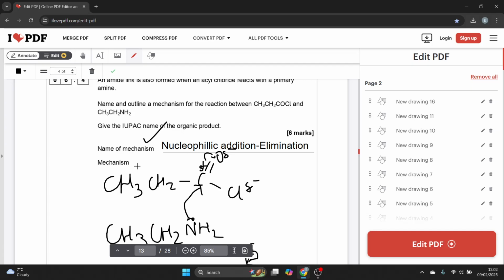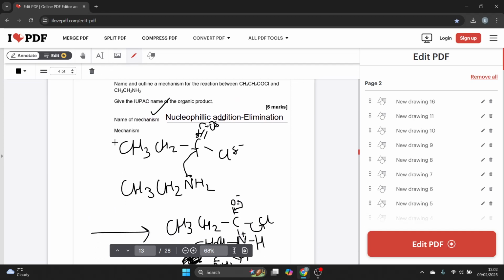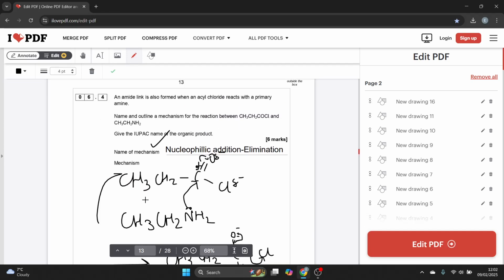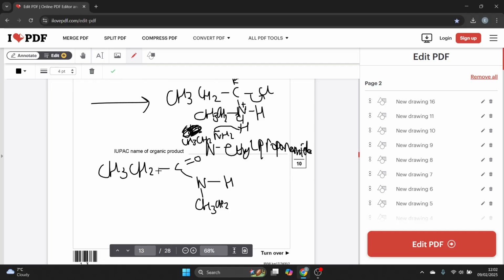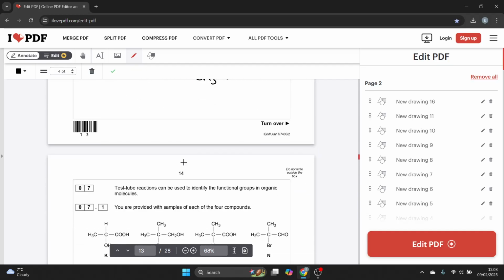Naming of the mechanisms, how well you know your mechanism, how well you have memorized it off by heart, and then this whole mechanism part, again, how well you have memorized it off by heart. This last mark, how well you can name it, N-phenyl propanamide, but you should be able to get 5 out of 6 for that.